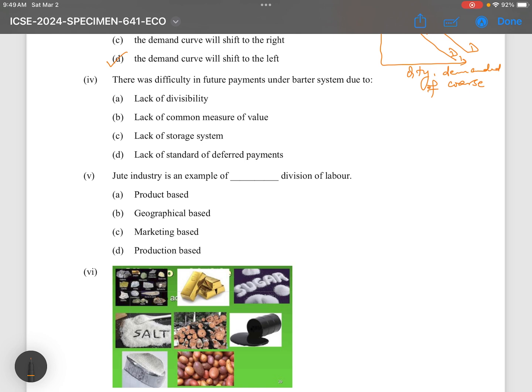So this is basically the fourth one, lack of standard of deferred payments. Deferred means future payments. Always remember that. So when we say there was difficulty in future payments under barter system, we are talking about lack of standard of deferred payments. Nowadays what we do, we can easily add the value of interest to our money and it becomes easier. So we are able to remove the difficulty of barter system through money.